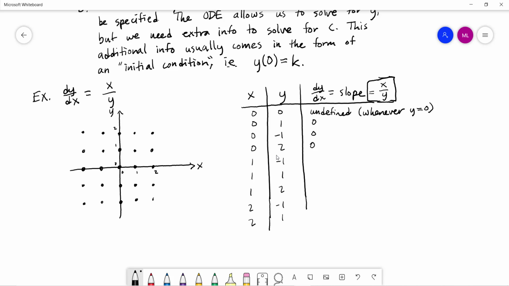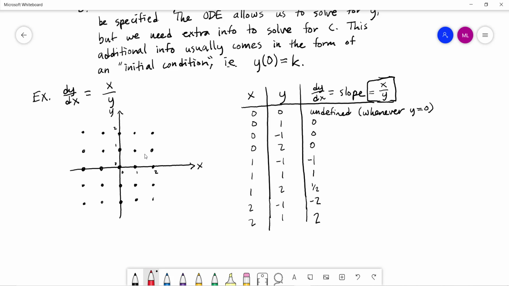What is 1 divided by -1? Well, that's -1. What is 1 divided by 1? That is +1. What is 1 divided by 2? That's a half. What is 2 divided by -1? That's going to be -2. What is 2 divided by +1? +2. So let's go start filling in some of these.